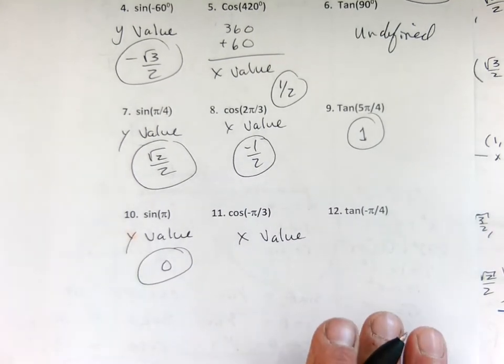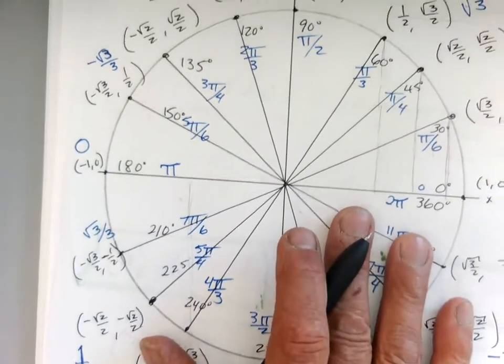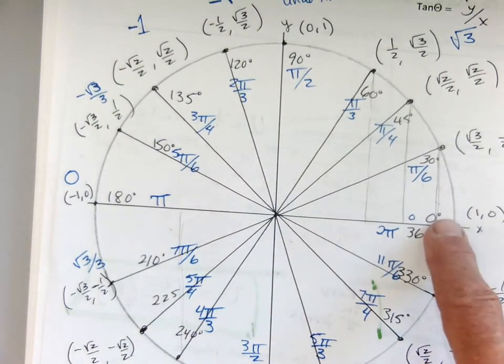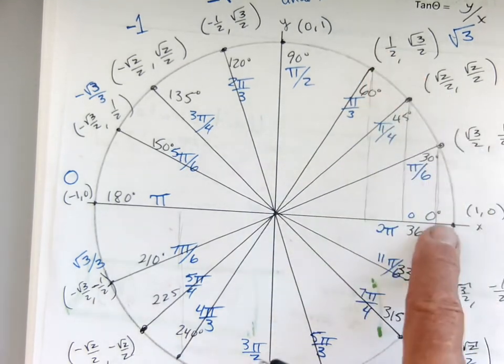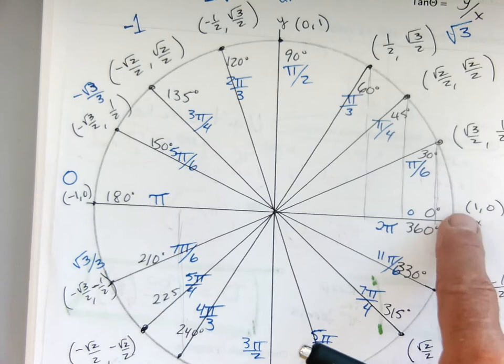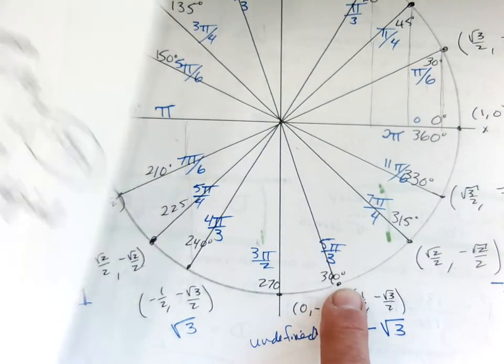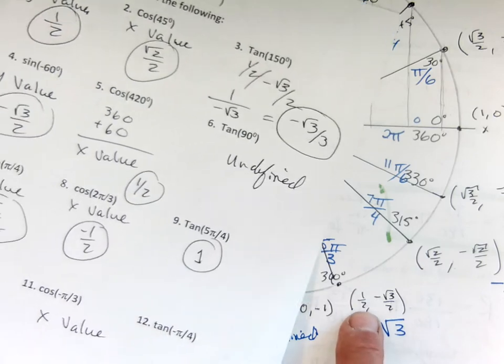Okay. Now negative pi thirds, again, is a rotation. Everybody watching? If pi thirds is here, a negative pi thirds is just a rotation to here. It's just a backwards rotation, so it's right here. I want the x value because I'm looking for cosine, so the answer is 1/2.